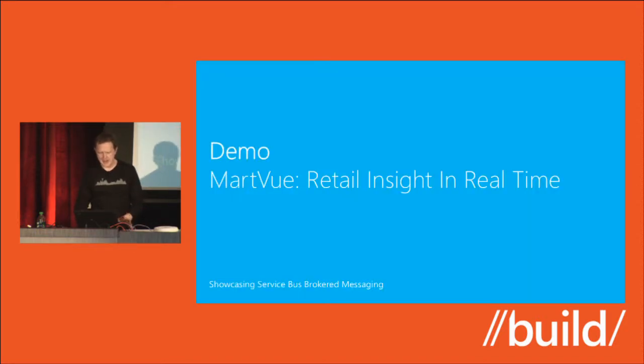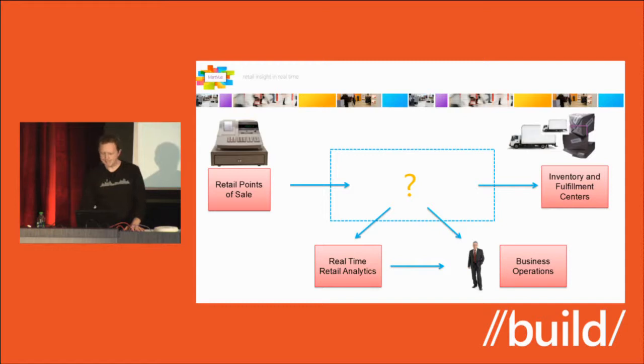Let's see this in action. So I've got a demo scenario here, something we call MarkView. It's a retail management system. And the notion is that we've got retail points of sale, and we've got a back-end inventory and fulfillment center. And so the sales traffic from the front end goes through this IT system in the middle and ends up at the inventory at the back end.